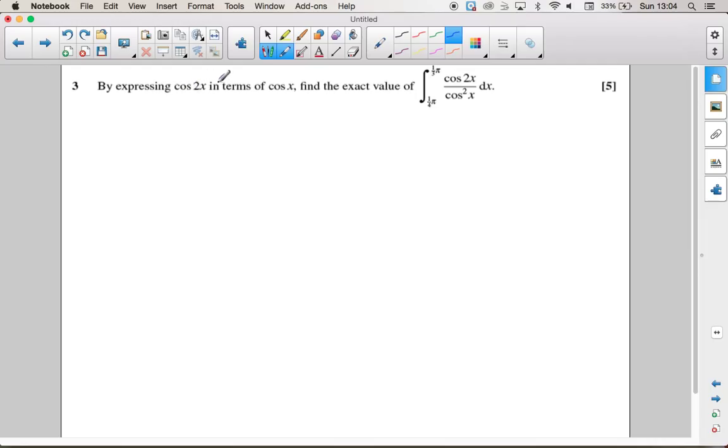Okay, question number 3 asks us to express cos 2 theta in terms of cos theta. So that's what I'm going to do. I'm just going to see what happens. We know that cos 2 theta is, well, it's a few different things. It can be cos squared theta minus sine squared theta.